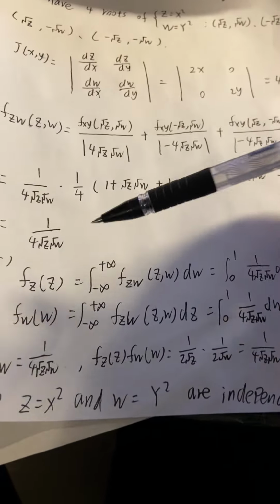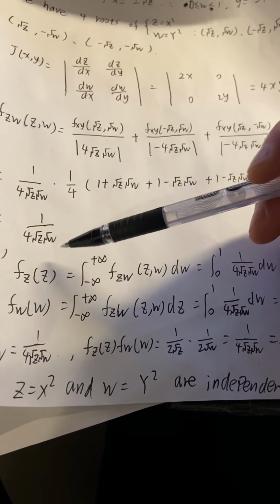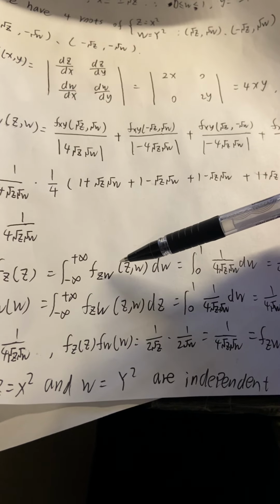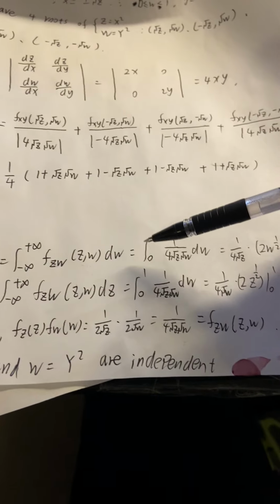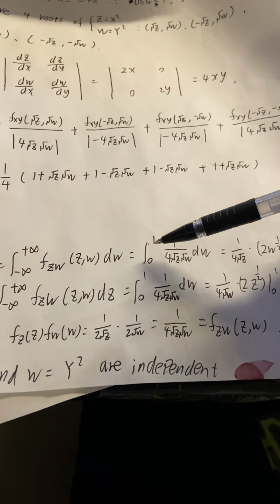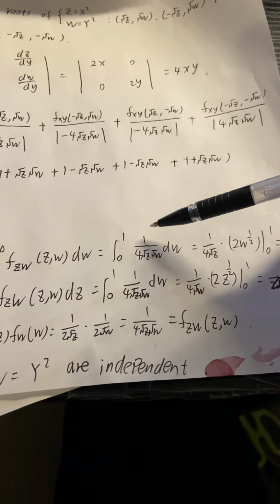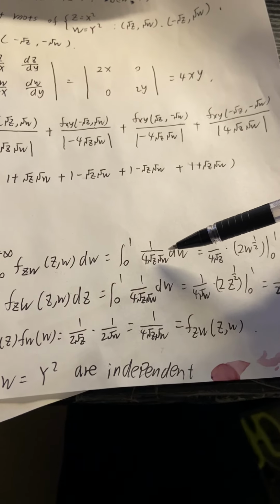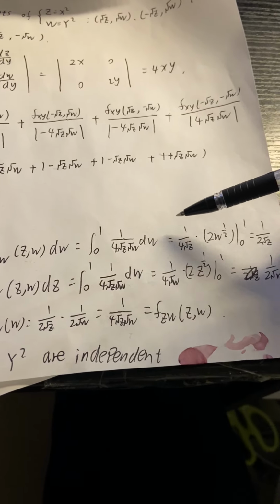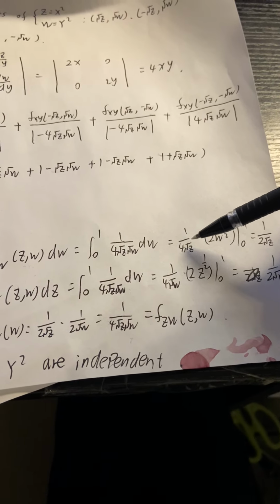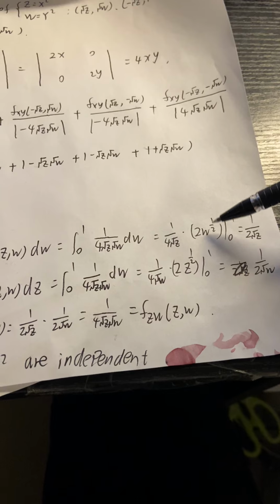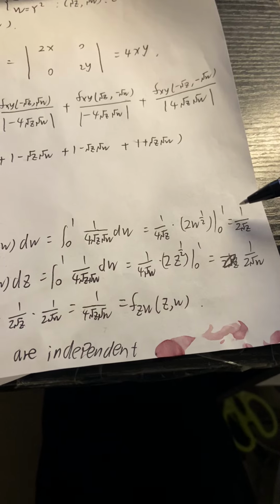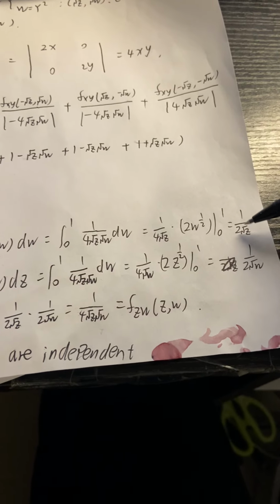For z, the density function of z will be the integral of the joint density function of z, w dw, where w is from 0 to 1. The joint density function is 1 over 4 times the square root of z times the square root of w. So it will be 1 over 4 times the square root of z times 2 times w to the power of 1/2, w from 0 to 1. So the final result is 1 over 2 times the square root of z.